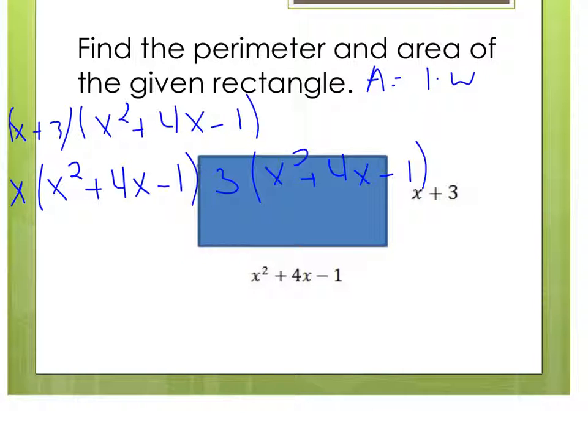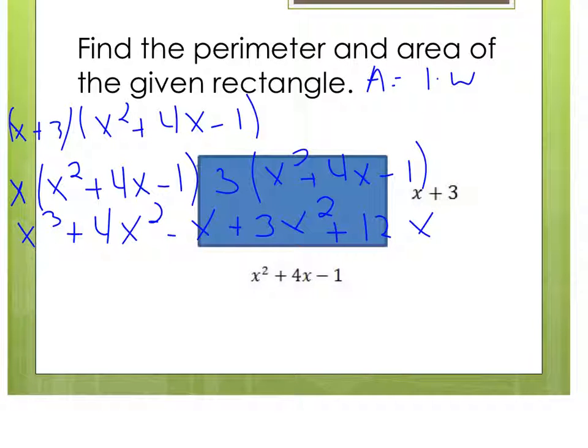So x times x squared becomes x to the third. x times 4x becomes plus 4x squared. x times a negative 1 is a negative x. And let's just continue on with that. 3 times x squared becomes a positive 3x squared. 3 times 4x is going to be a positive 12x. 3 times negative 1 is a negative 3.